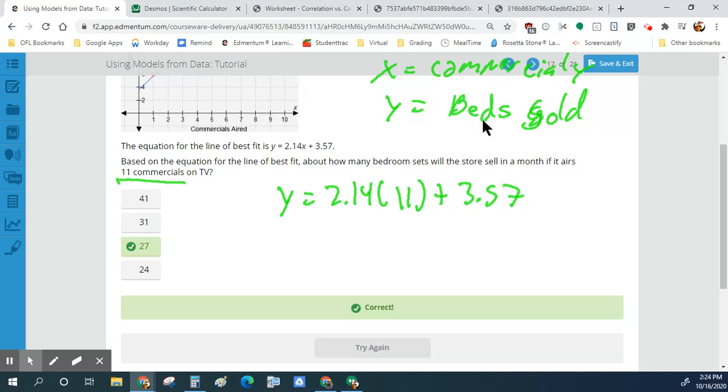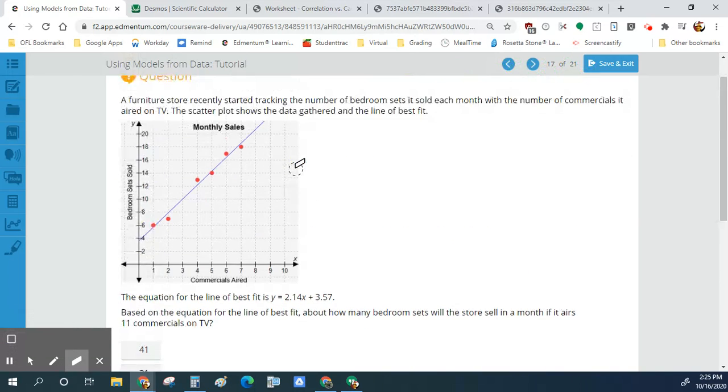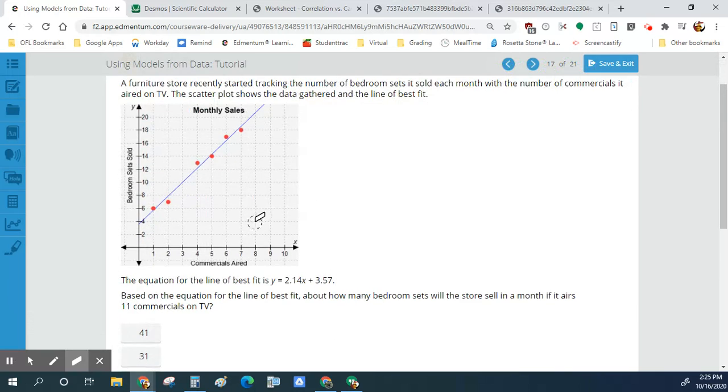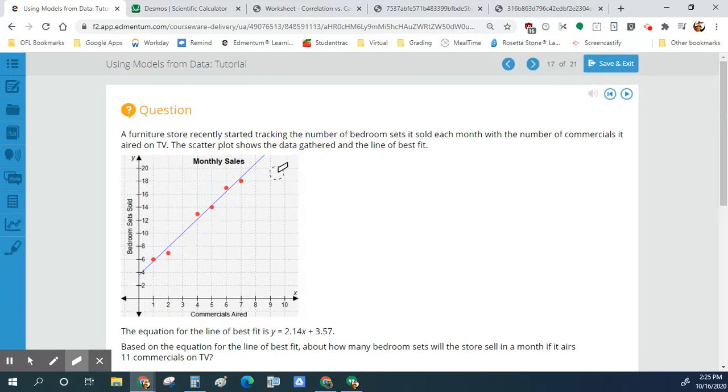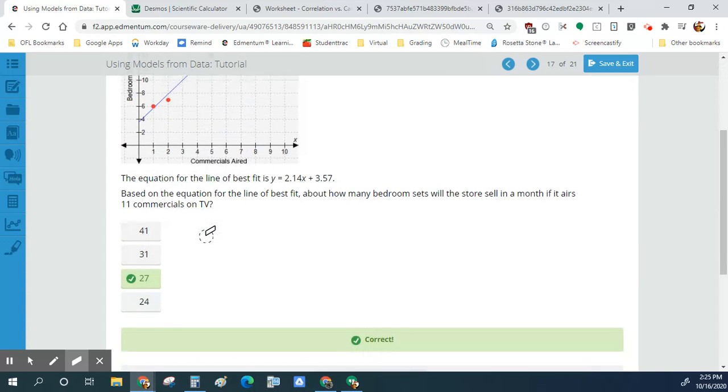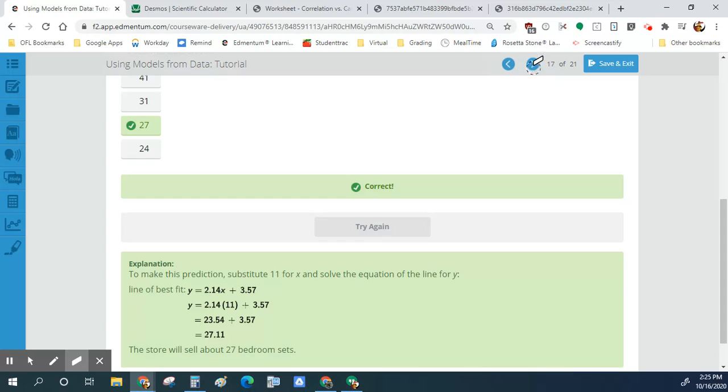All right, let me clear the board. That's all we're doing here. We're using the line of best fit to figure this out. And you can see it's a pretty strong relationship, so we can safely say 27 is going to be a good amount to say here.